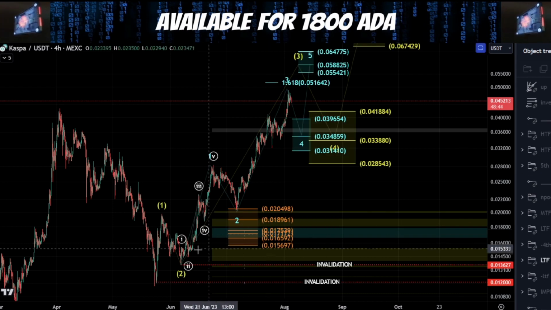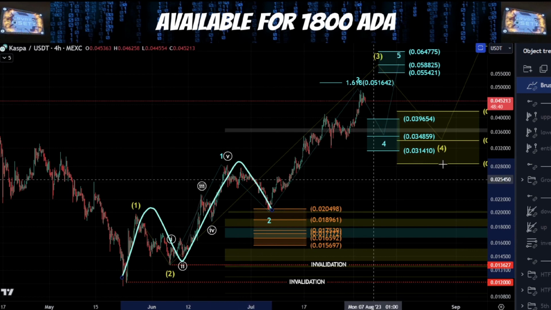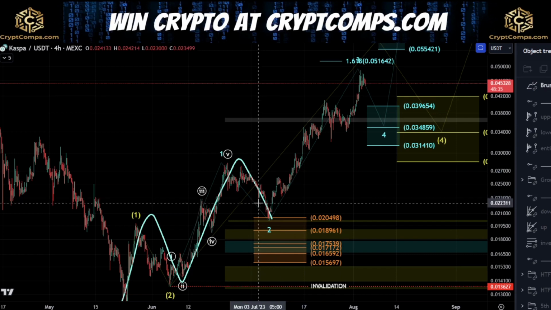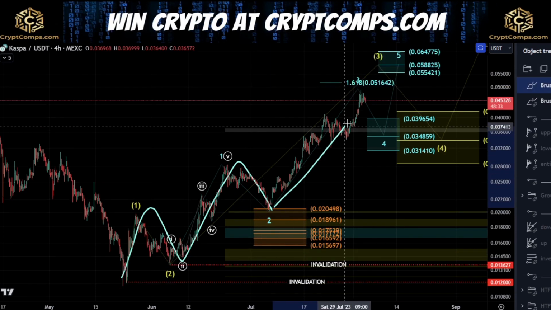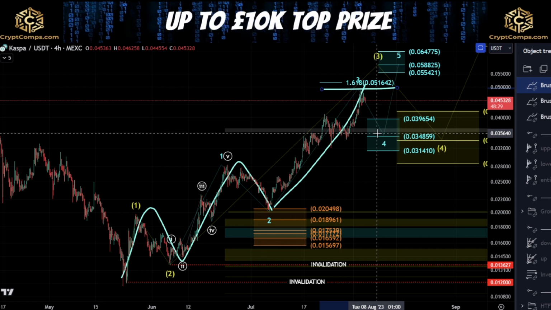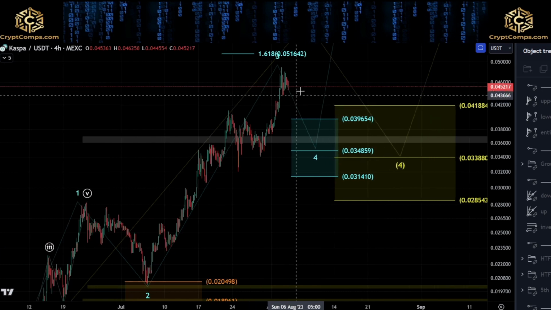If we look at this slightly different, we're also talking about the potential that this could actually be 1, 2, 1, 2 here. And what we're saying is we're looking for this 51642 as a potential target to the upside, saying that if this is the third wave, ideally what we want to see is this 51642 get hit. Now, we have come up quite high here and we have almost reached that zone.